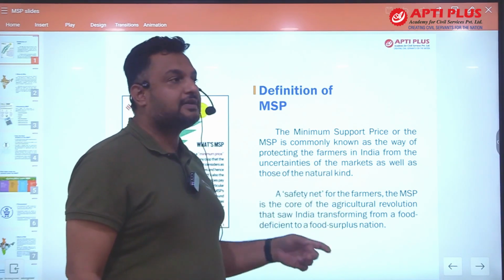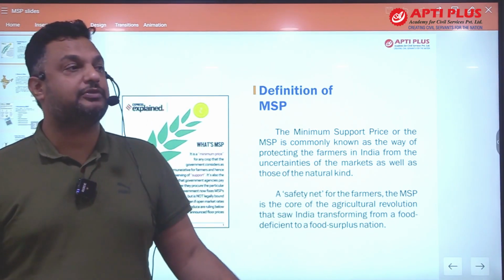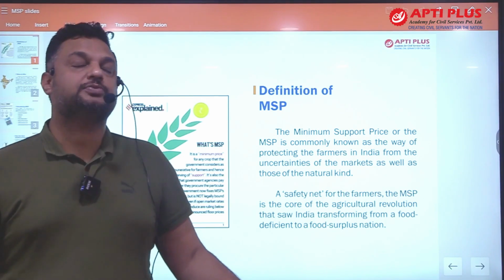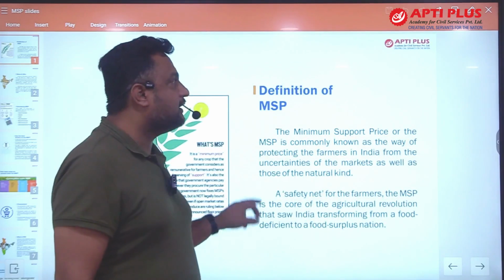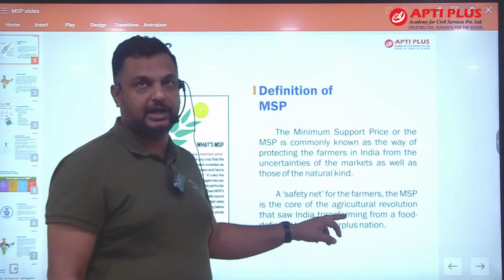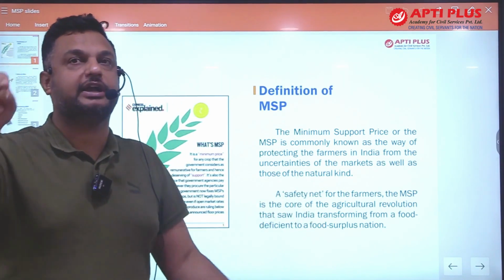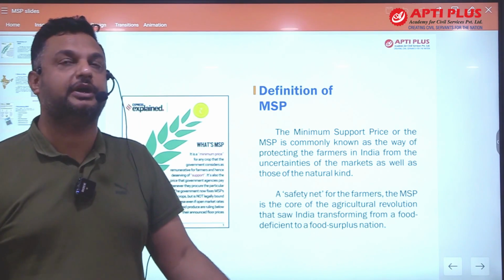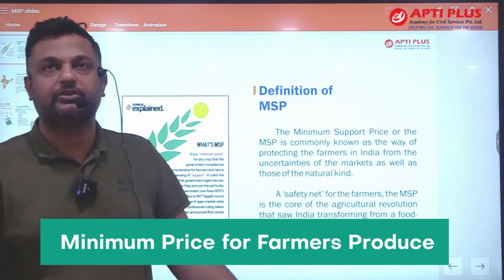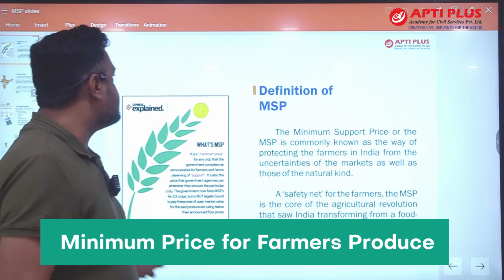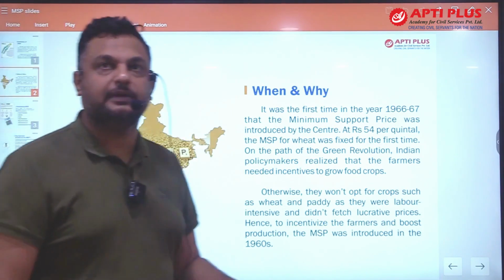MSP. As we know, in agriculture in India there is a lot of uncertainty, and the farmers don't know how much produce they will get in their hands. So because of that, the government announces what? MSP, as it acts as a safety net. It acts as a safety net because even if they are getting a lower price in the open market, they can sell it to the government, and the government will assure a minimum price for the farmers' produce, which is called what? MSP.